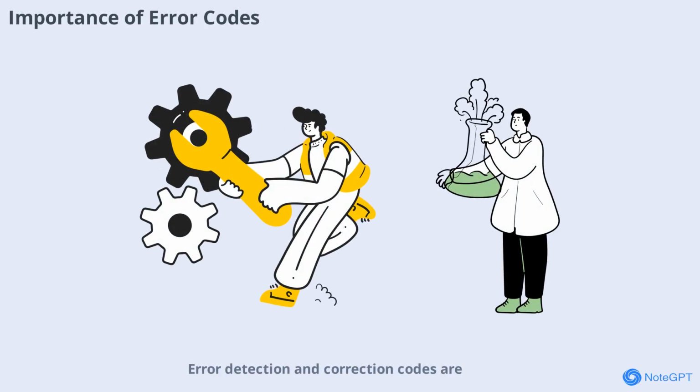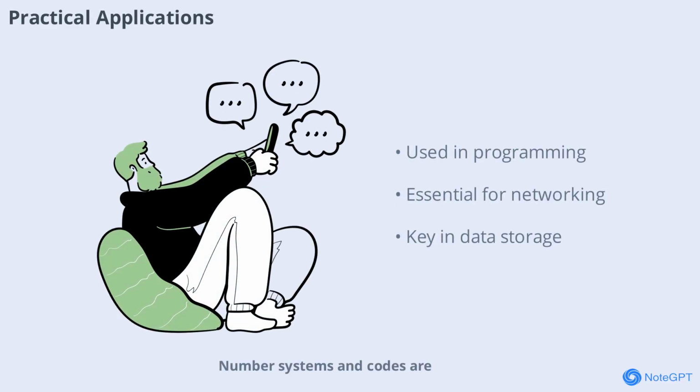Error detection and correction codes are essential for reliable digital communication and storage. They help maintain data integrity and prevent data loss, making them a cornerstone of modern computing systems. Number systems and codes are not just theoretical, they have real-world applications. From programming and networking to digital electronics and data storage, these concepts are used every day to make technology work seamlessly.